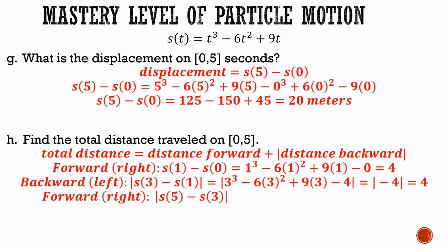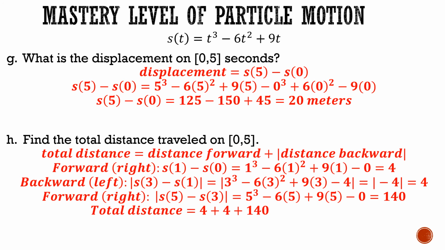And then finally, I need to go forward one more time, where I went positive one more time from 3 to 5. So I'm going to do s of 5 minus s of 3, and I get 140. All right, so to get my total distance traveled, I'm going to add up all those values, 4 plus 4 plus 140, and I get 148 meters.